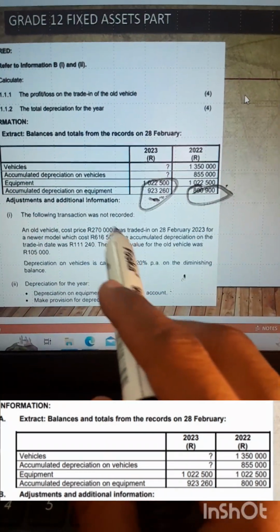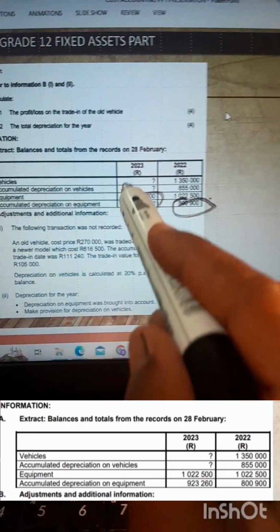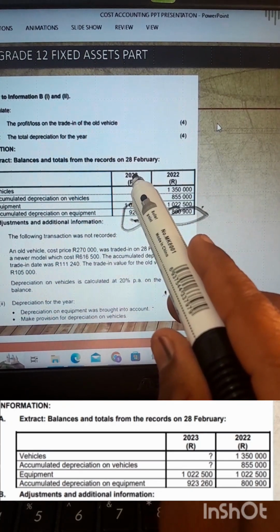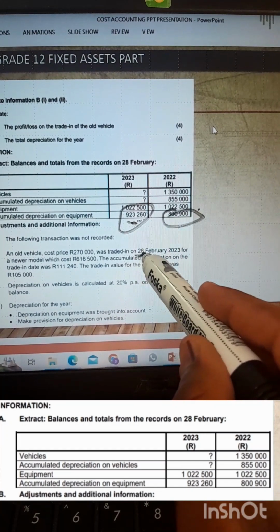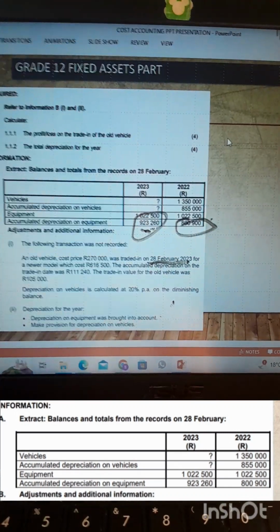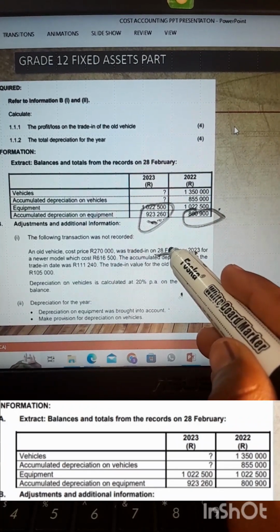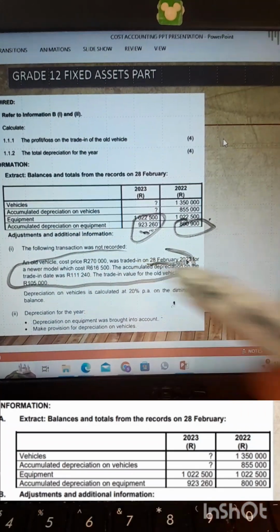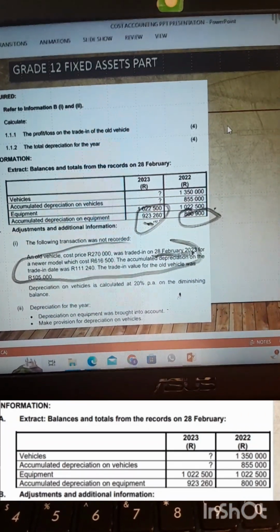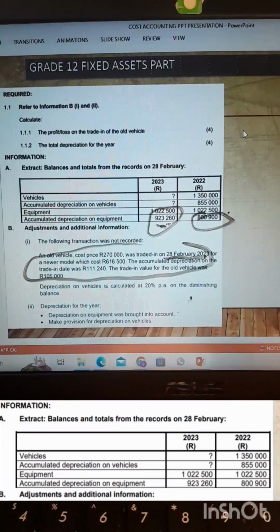If you look at this transaction, we won't include it. Why? Because our period is ending on 28 February 2023, and this was traded in on 28 February 2023, which means it was traded at the end of our financial period. We won't include it to calculate depreciation because it's at the end. But if it was in the middle of the year, or maybe 1 February, we would have included it.